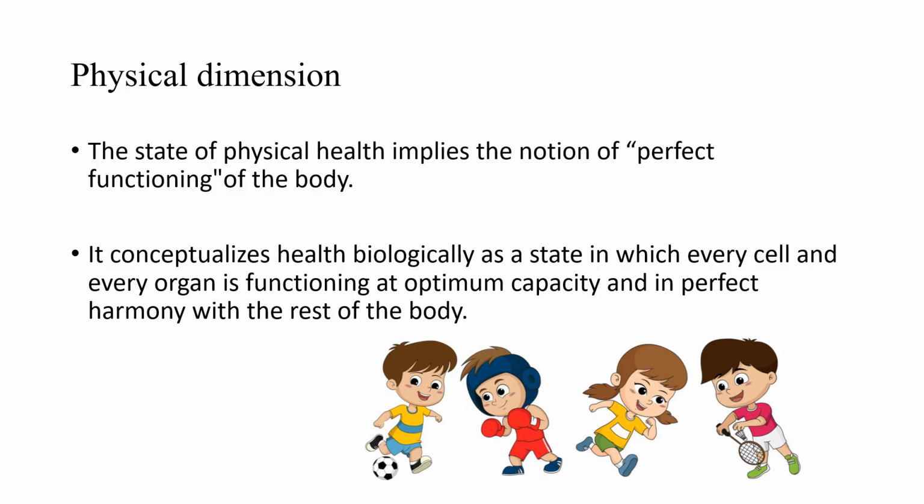What is the physical dimension? The physical dimension implies the notion of perfect functioning of the body. What do we mean by perfect functioning of the body? That means the state in which every cell and every organ is functioning at optimum capacity in perfect harmony with the rest of the body. So this status or activity is considered as the physical dimension, and that is why it is called the physical dimension.